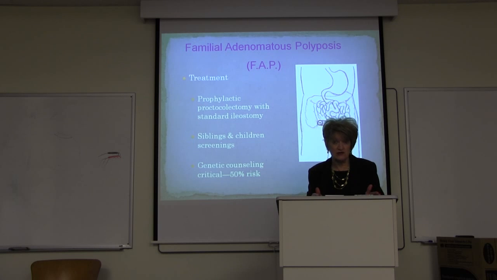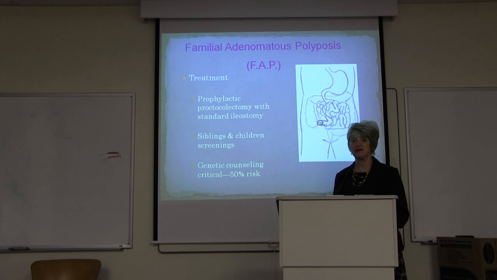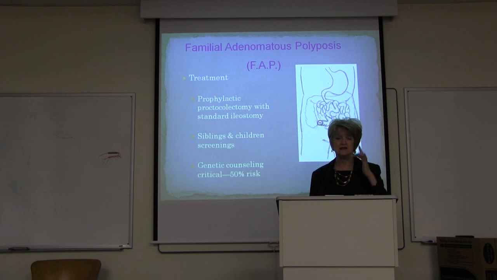I want you to stay focused on when we say a patient has familial adenomatous polyposis, what does that mean? Familial tells you it's hereditary. Adenomatous tells you that that's the type of polyp. Adenomatous polyps are polyps that protrude into the lumen of the bowel. And polyposis just tells you you have multiple polyps forming in the colon. So prophylactic proctocolectomy with standard ileostomy, that is the standard of care to remove the colon and rectum, to do either a permanent ileostomy or a kind of diversion.